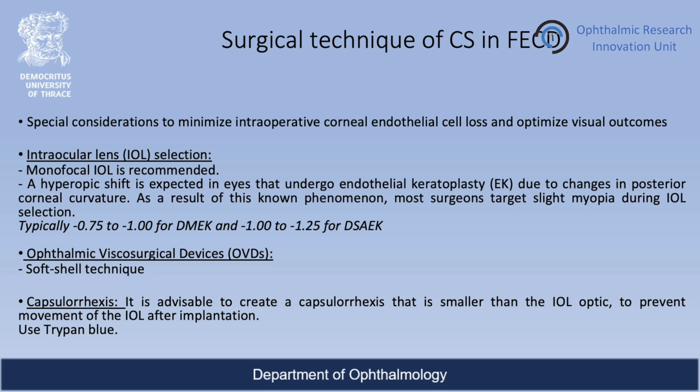Moreover, the use of ophthalmic viscosurgical devices is necessary. The recommended technique is the soft shell technique. Finally, it is advisable to create a capsulorhexis smaller than the optic of the intraocular lens, to prevent movement of the intraocular lens after its implantation. The use of trypan blue is suggested.